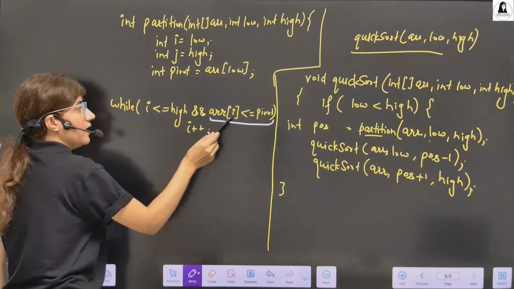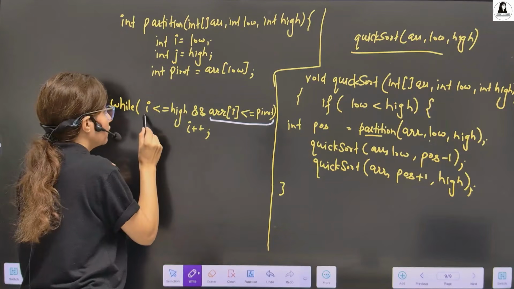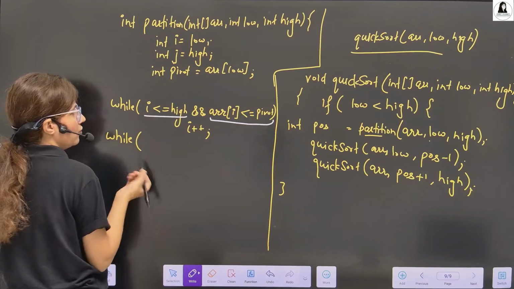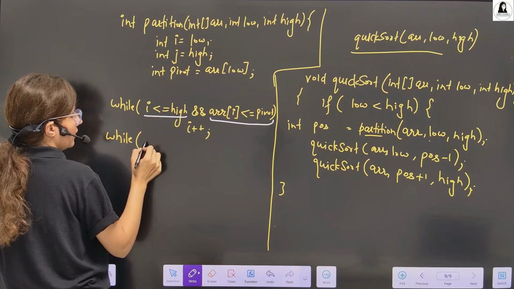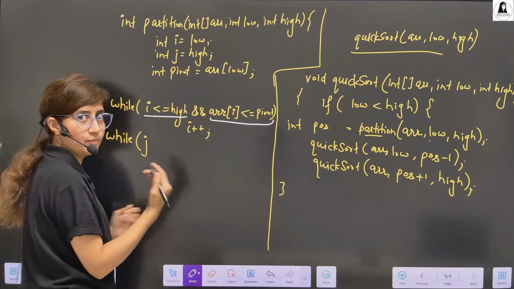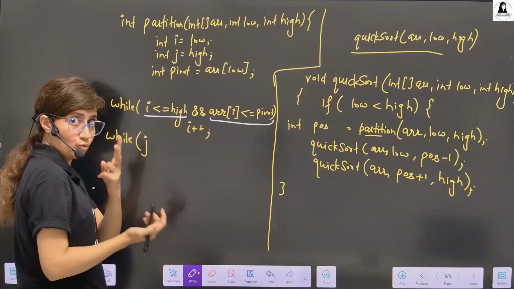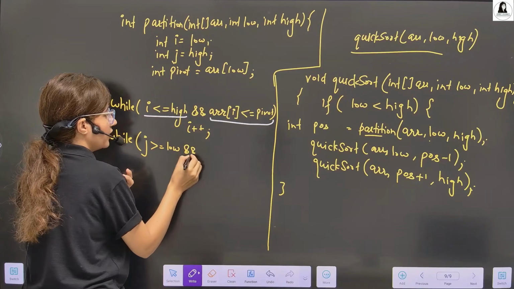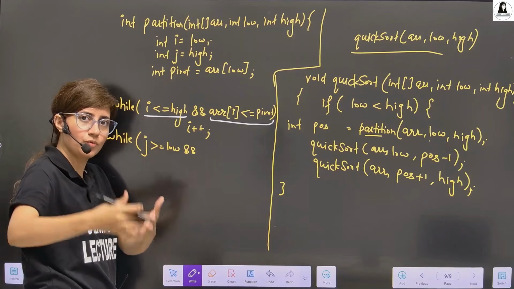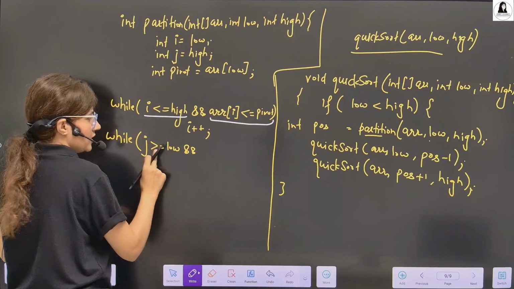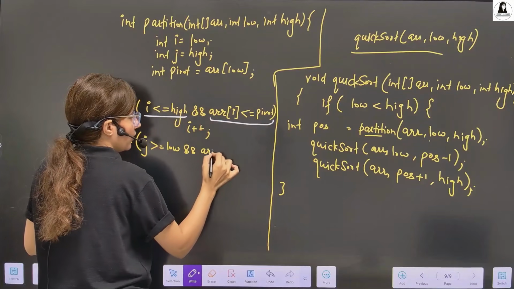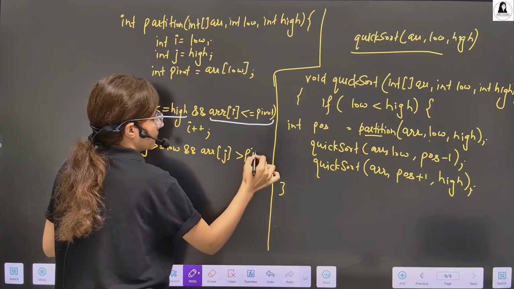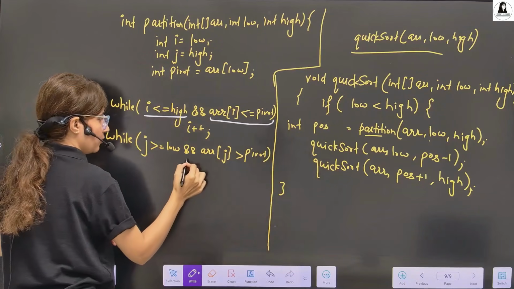So I less than equal to high, and only then we do i++. This condition is really important. Don't miss it. Next, for j, while j is, when we move j this side, the two conditions are the same. j is greater than or equal to low, so that j doesn't become -1 and we still keep moving further. Then stop. So j is greater than or equal to low and whatever element is at the jth index, if it's greater than pivot, keep moving this side. So keep doing j--.